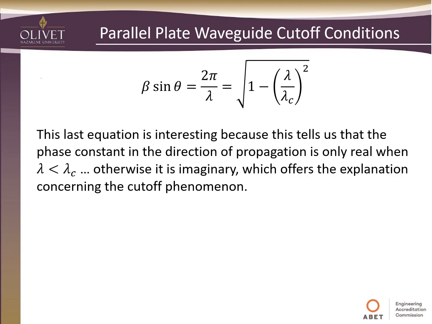So this last equation is interesting because this tells us that the phase constant in the direction of propagation is only real when our wavelength is less than the cutoff wavelength. Otherwise, it's imaginary. This offers some explanation as to the phenomenon of the cutoff frequency, why it cuts off, because our wavelength won't be real anymore once we get to a certain wavelength.